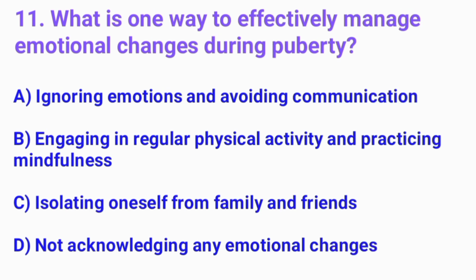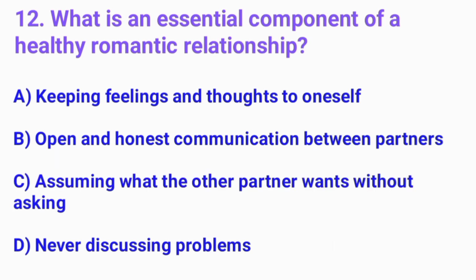Question number 11. What is one way to effectively manage emotional changes during puberty? The right answer B. Engaging in regular physical activity and practicing mindfulness. Question number 12. What is an essential component of a healthy romantic relationship? The right answer B. Open and honest communication between partners.